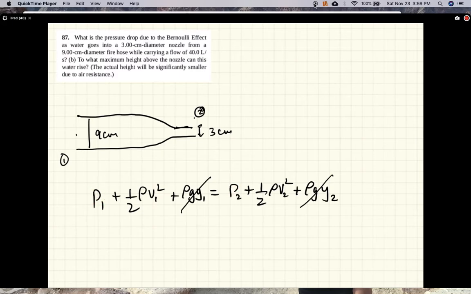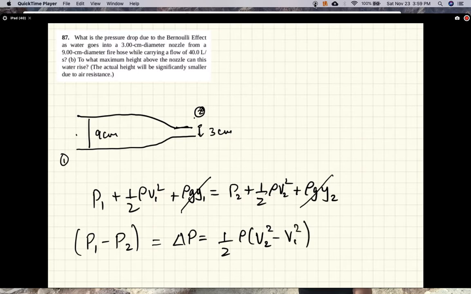So the pressure drop is P1 minus P2. We'll call it delta P, and that's equal to 1/2 rho (V2 squared minus V1 squared). This point is at a higher pressure than this. The difference in pressure is equal to 1/2 the density of water times the velocities at these two points. They give us the flow rate, 40 liters per second, and from that flow rate we'll find the velocities.